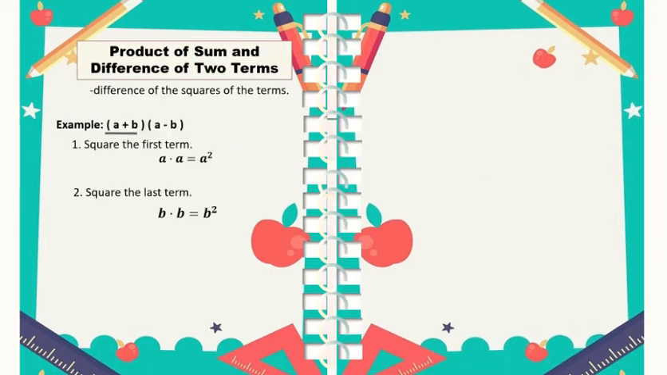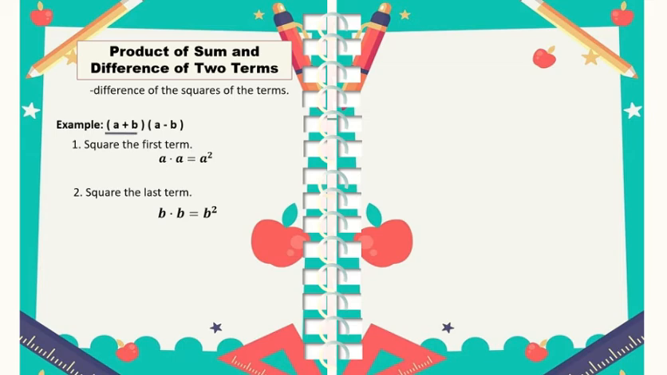Another type of special factor of polynomials is product of sum and difference of two terms. You're going to get the difference of the squares of the terms. For example, I have here quantity A plus B times quantity A minus B. Look at quantity A plus B. Here, the first term is A, the last term is B.